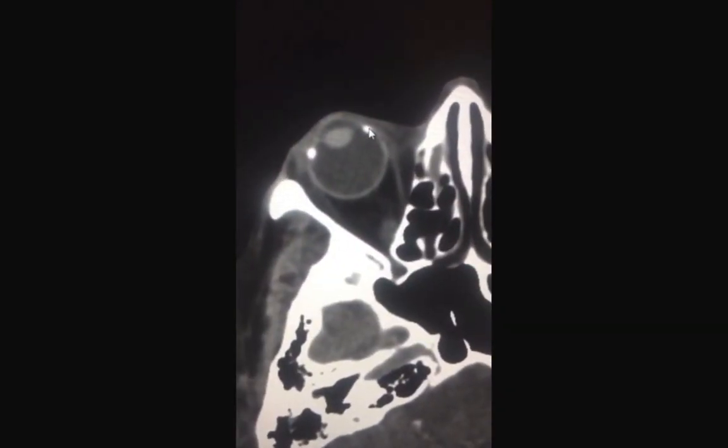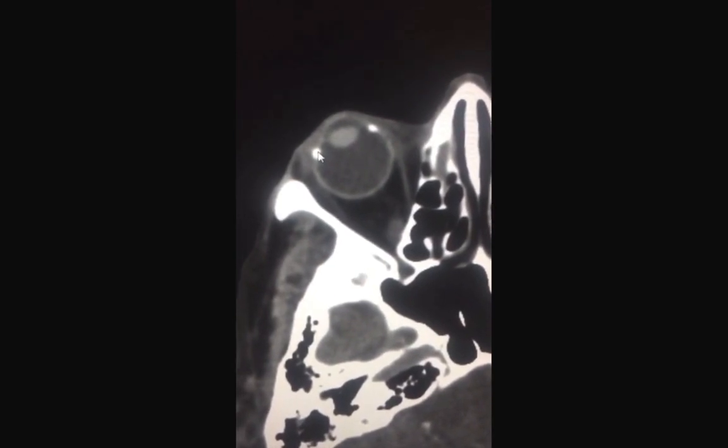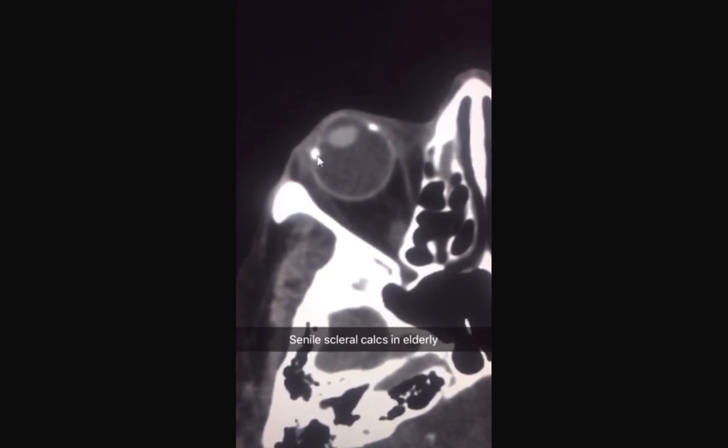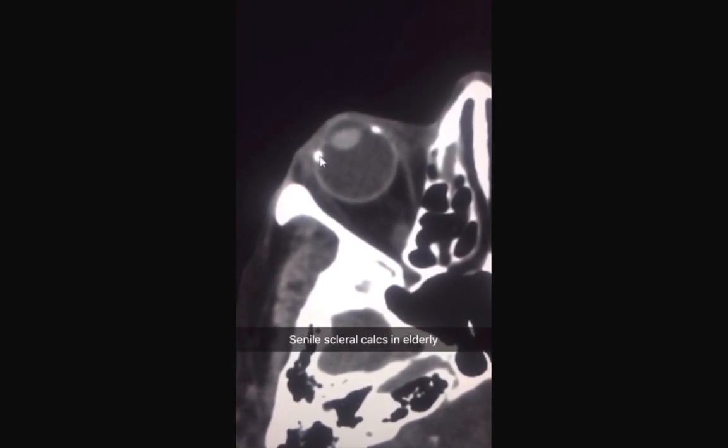These two foci of calcifications are not seen in all patients. In fact, this is part of an aging process. These are called normal, senile, or aging scleral calcifications.